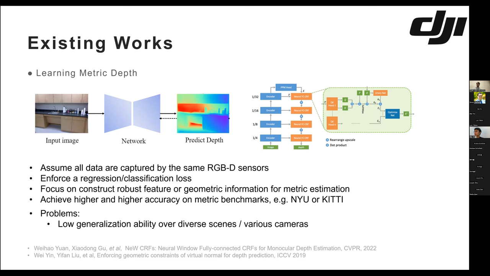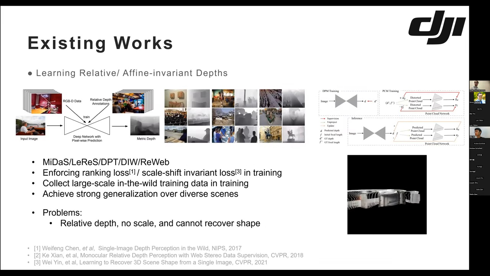Many methods have been proposed, and they focus on constructing more robust features and geometric features for accurate metric depth. They have achieved higher and higher accuracy on metric benchmarks such as NYU or KITTI. But the problem is that if the model is trained on NYU or KITTI or any single metric depth dataset, it has a very low generalization ability over diverse scenes and various cameras. Even though they may work on some similar scenes, because the cameras are different, the metric is not that accurate. Also, there are some methods trying to solve the generalization issues.